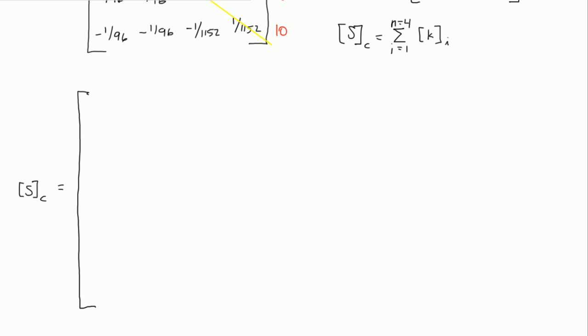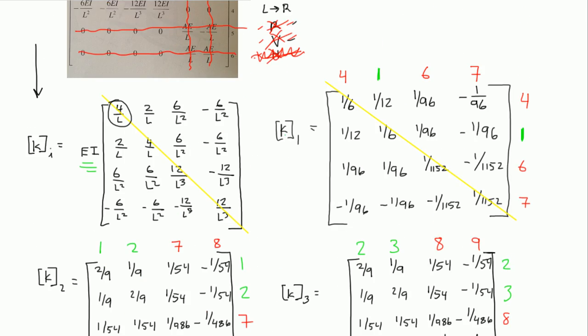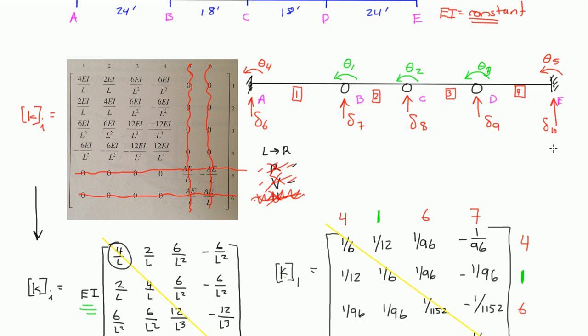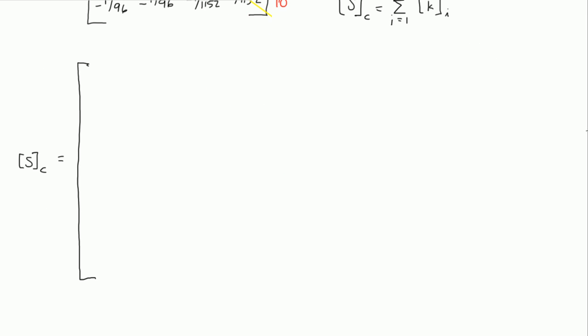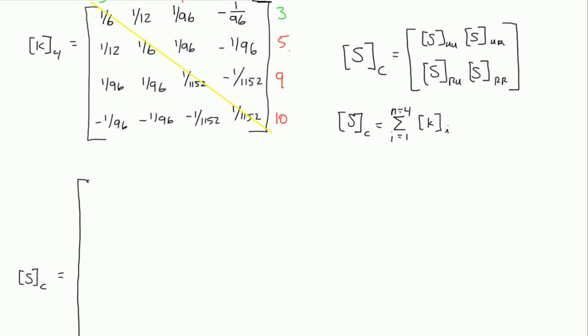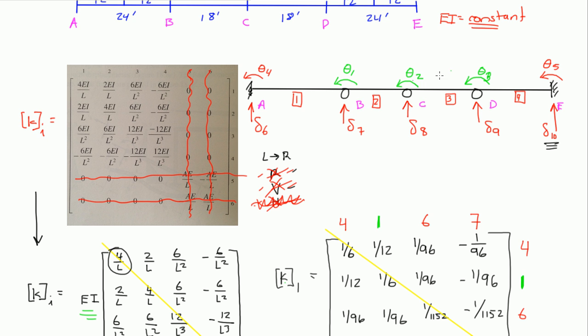The size of this matrix depends on how many degrees of freedom we have. In our case, we have 10 degrees of freedom. That means this structural stiffness matrix is going to be a 10 by 10, and that means there are 100 different values we need to find for this matrix. The way we label the columns and rows is we start from the first degree of freedom and go to the last in order.